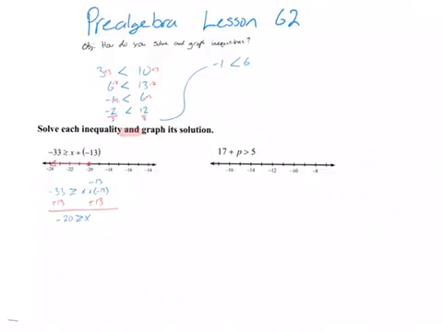Alright, on this one, looks like I can just subtract 17 from both sides. And I'll end up with p is greater than -12. So since I don't have a greater than or equal to, it's going to be an open circle at -12. And p is bigger than that, so I'm going to draw it this way. But on your paper, you'll probably draw it like this, right? Just so it'd be easy to see as we go through and grade that.